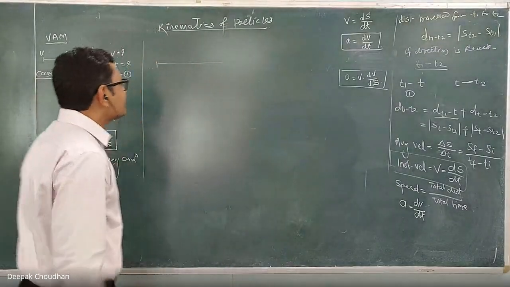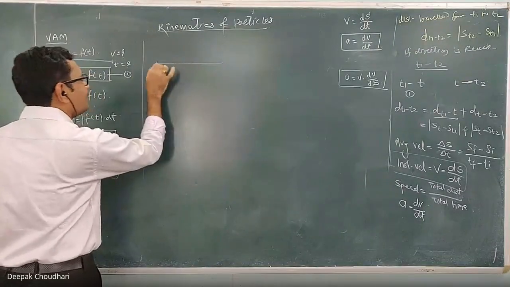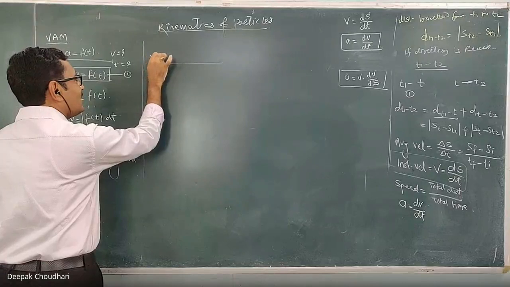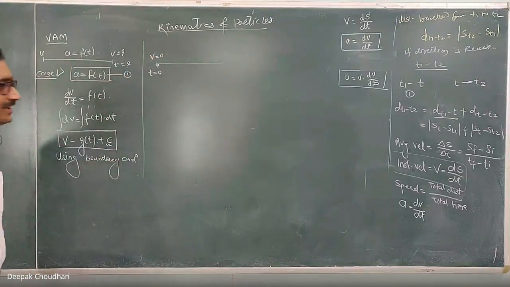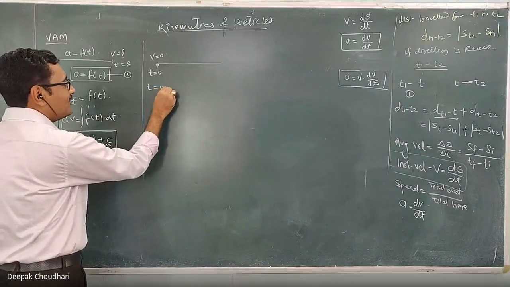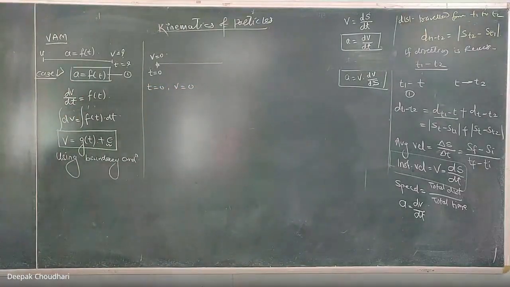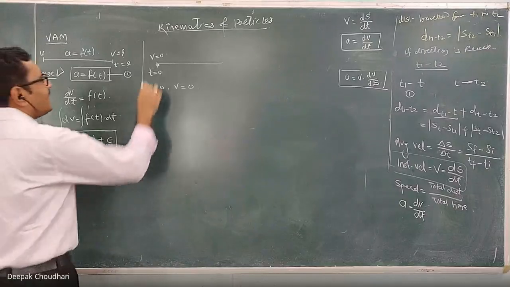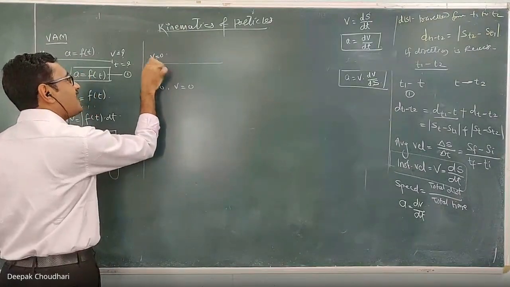If the particle starts from rest, it means that at t equal to 0 it is starting from rest, so at t equal to 0 its velocity is 0. So you can use this boundary condition, at t equal to 0, v equal to 0, if the boundary conditions are not given. This becomes one boundary condition. And what will be the second boundary condition? If boundary conditions are not given, always assume that the point from where it starts its motion is itself the origin.